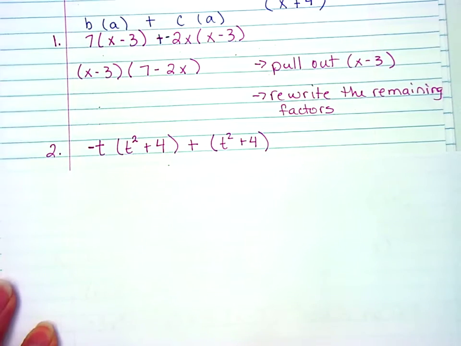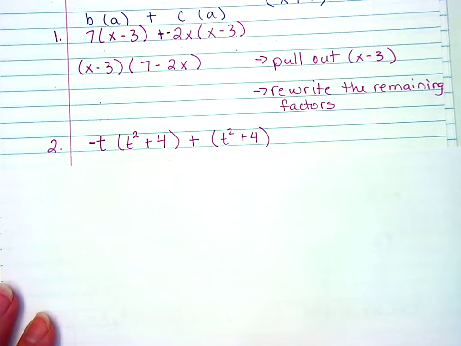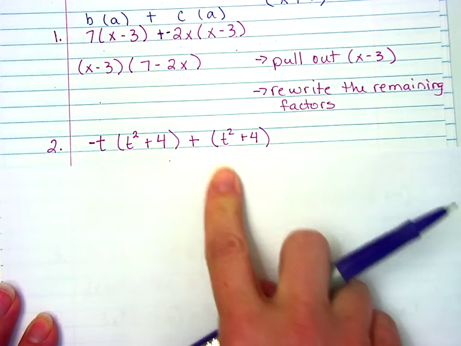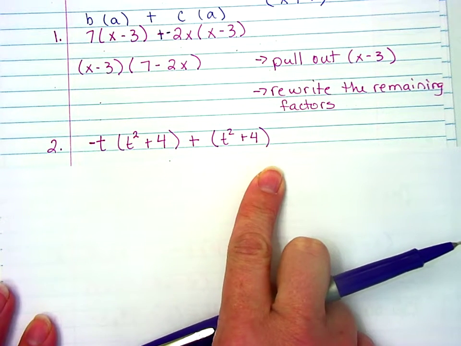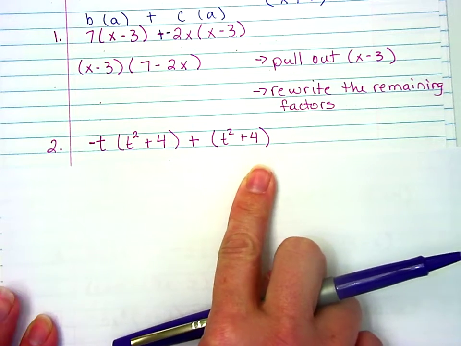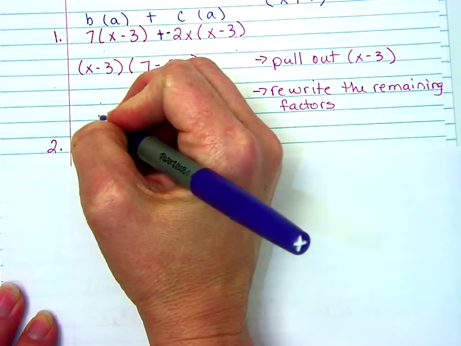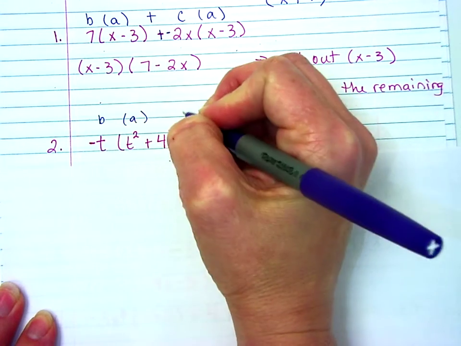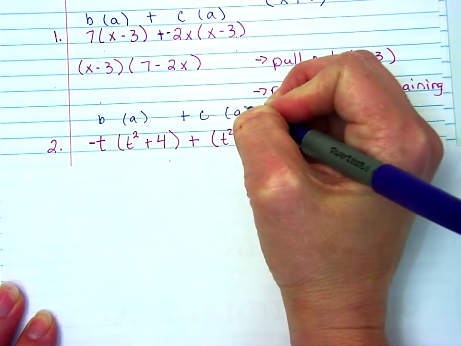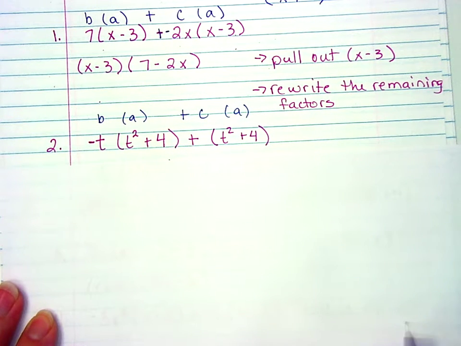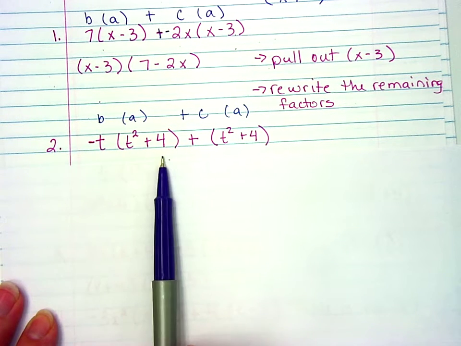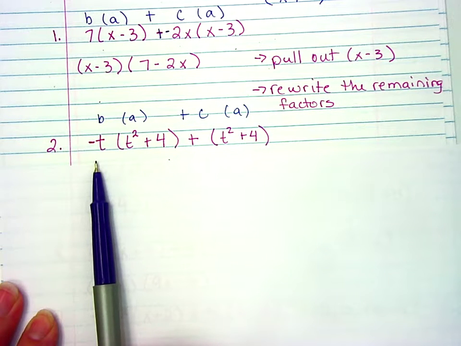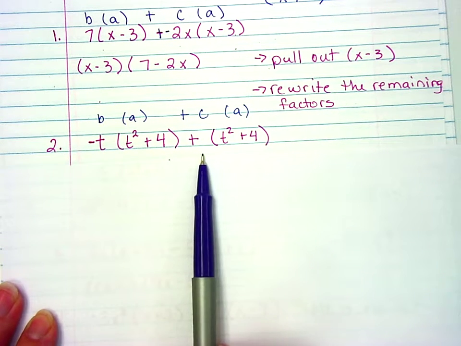Okay, next one, let's try this one. You have negative t on the outside, in parentheses, t squared plus 4, and then you have plus another set in parentheses, t squared plus 4. So let's talk about that again using the variables. I have b times a plus c times a. My question to you is, what is a? T squared plus 4. Okay, so it's t squared plus 4. B is negative t. What is c? Y'all with me on the c being 1?